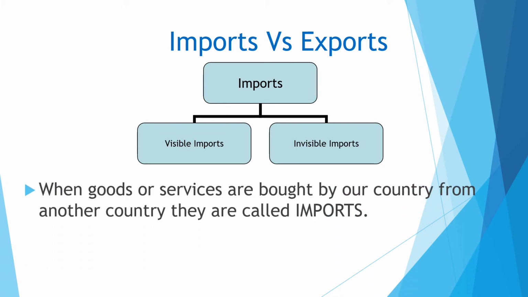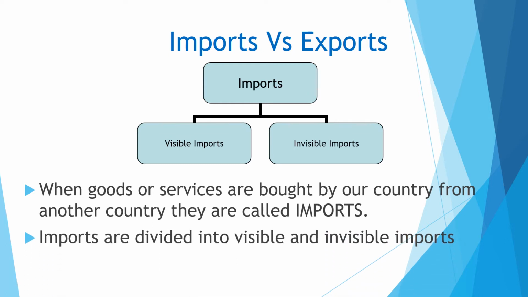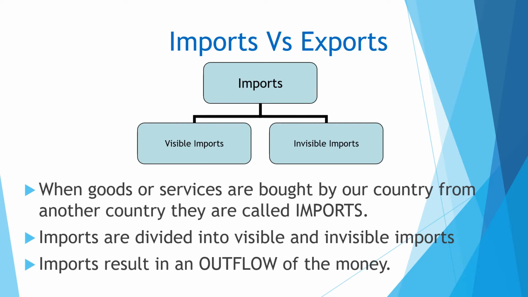When goods or services are bought by our country from another country, they are called imports. Now let's think about it. If we are buying goods from the USA, that means money is leaving our country and we are receiving the good or service. So, imports result in an outflow of money.